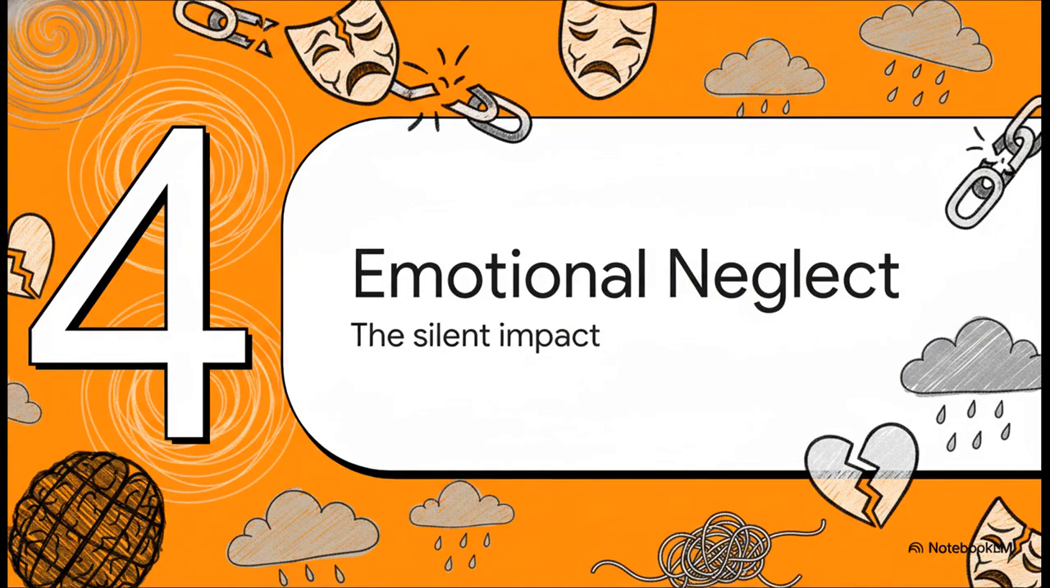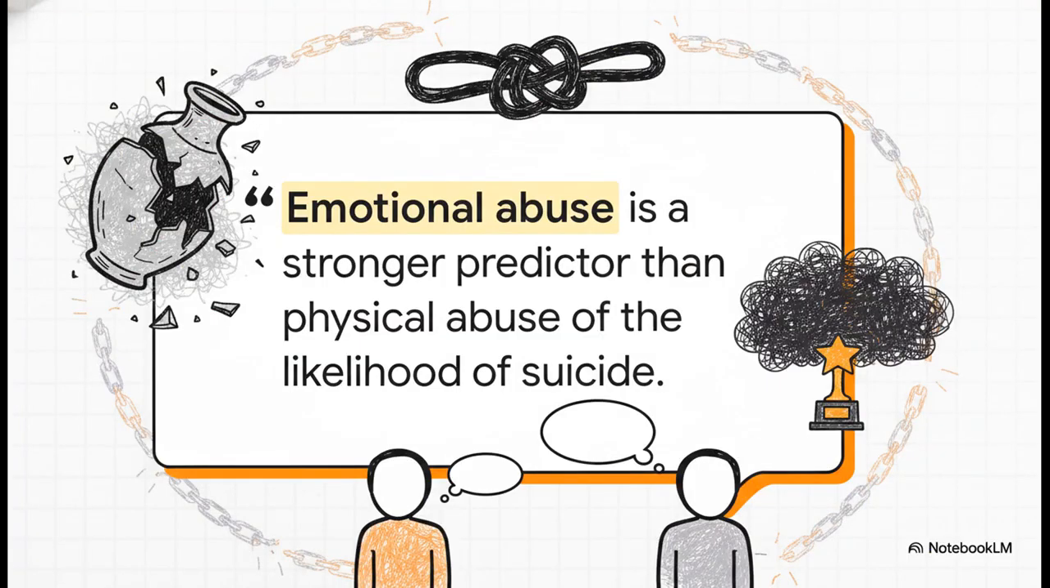That brings us to Section 4, unpacking emotional neglect. We really need to give some special focus to the emotional domain here, because psychological abuse covers behaviors that are incredibly damaging, even when there is absolutely 0 physical contact involved. I want you to consider this staggering reality for a second. Emotional abuse is actually a stronger predictor than physical abuse when it comes to the likelihood of suicide attempts later in life. Let that sink in.